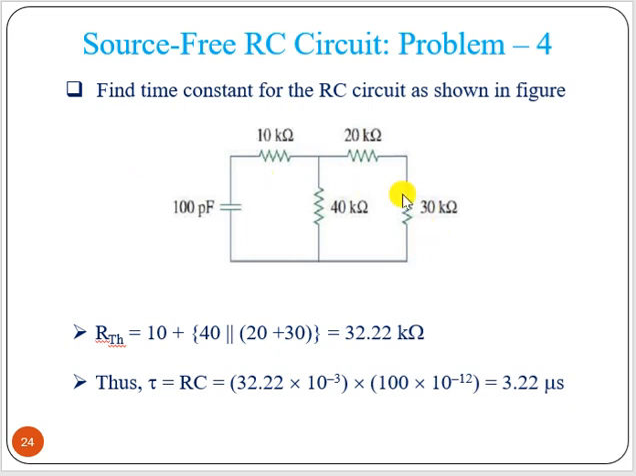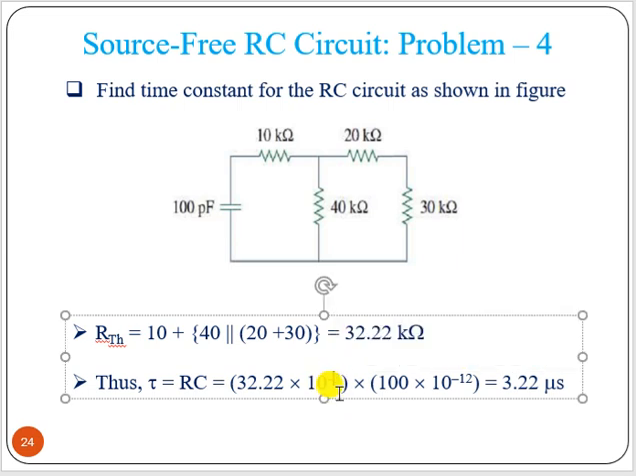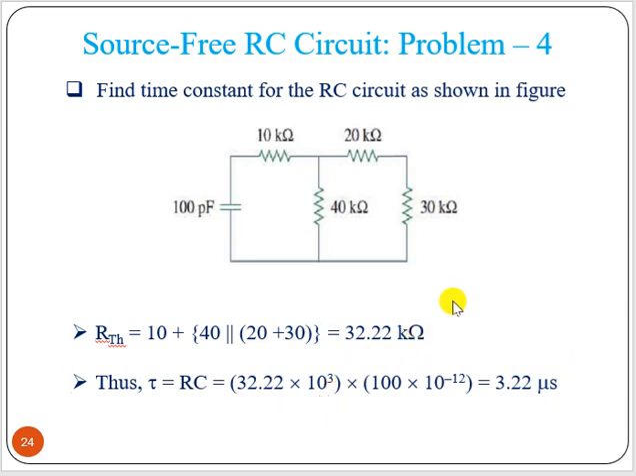Now again, to save time, we can find the time constant looking from the capacitor end of this circuit. What we can see is these two in series: 20 plus 30 in series, with that 400 in parallel because the current divides here, and with that 10 ohm in series. So that is the RTH. So we can find RC as the time constant tau. This should be 3 kilo ohm, and here it will be 100 picofarad. So you can calculate the value.